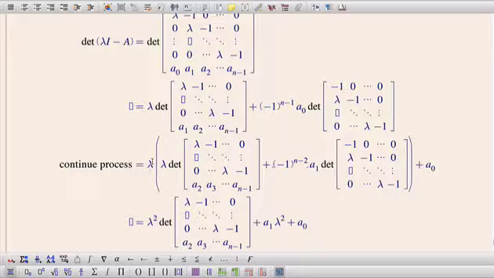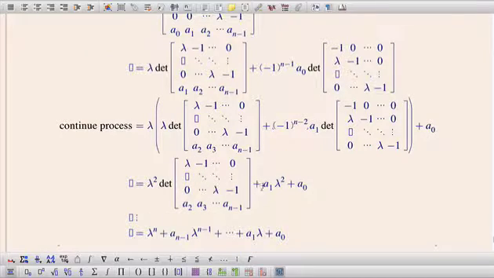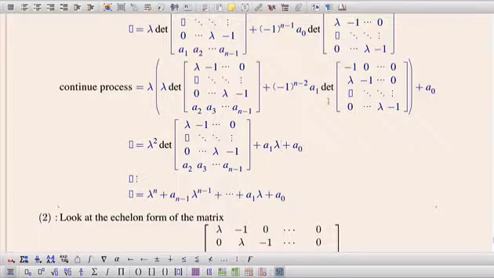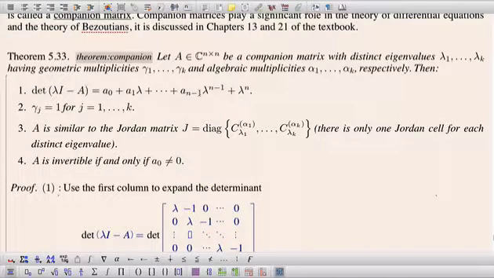Then if you multiply this out, you get lambda squared and this, and so on. So we get more and more entries. This was supposed to be just lambda. If you multiply through with this lambda, and the determinant of this is minus 1 to the n minus 2, so together this is always positive 1. And so on all the way. So eventually you get exactly this polynomial in lambda, which is what we claim to have in part 1.